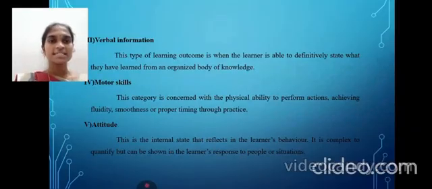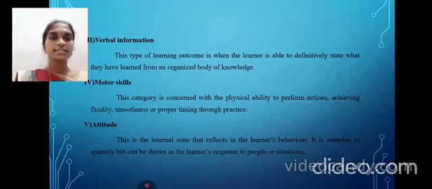Motor skill. This category is concerned with the physical ability to perform an action, achieving fluidity, smoothness, or proper timing through practice. Attitude. This is the internal state that is reflected in the learner's behavior. It is complex to quantify but can be shown in the learner's response to people or situations.